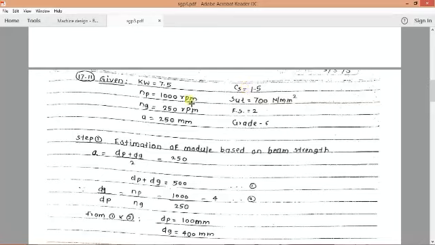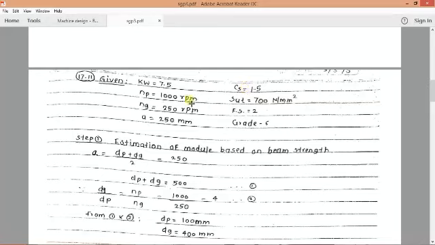So v is equal to pi dp np upon 60 into 10 raised to 3. Why are we calculating the velocity on the basis of the pinion dimensions? Because the gear and pinion are manufactured with the same material. When gear and pinion are manufactured with the same material, the pinion is weaker than the gear. So we have to design on the basis of the pinion, and we take into account the dimensions of the pinion.